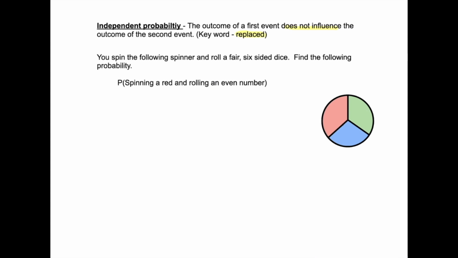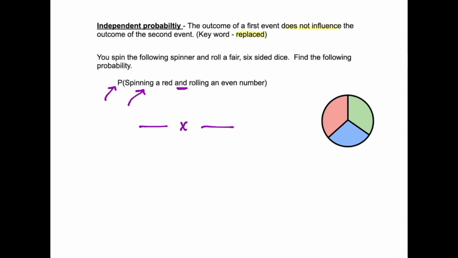Let's go through this example together. It says that you spin the following spinner and roll a fair 6-sided dice. Find the probability of the following. Notice that I have this capital B, and then I have something in parentheses. This is read as the probability of spinning a red and rolling an even number. With compound probability, the key word is the word and. That's telling us that we're going to have 2 events. So as I said, we're going to find the ratio of spinning a red and multiply it by the ratio of rolling an even number.